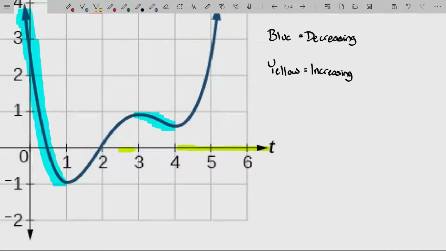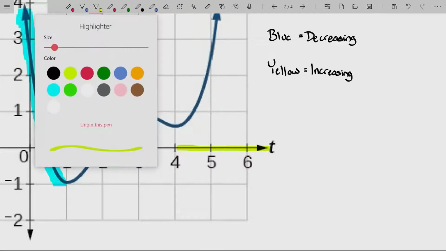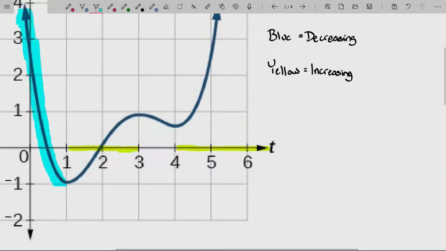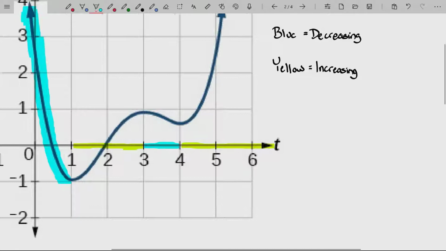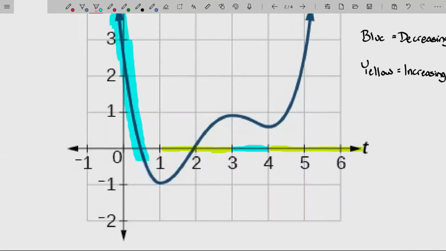Also, the curve is increasing from 1 to 3. And we know that it's decreasing, again, I'm only highlighting the x values where it's decreasing or increasing, decreasing from 3 to 4. And finally, it's also decreasing from negative infinity all the way up to positive 1.